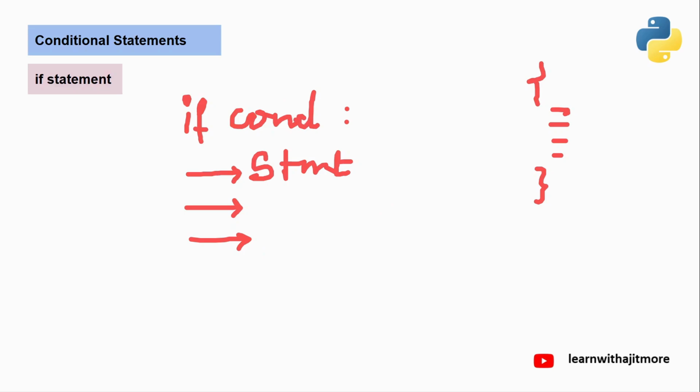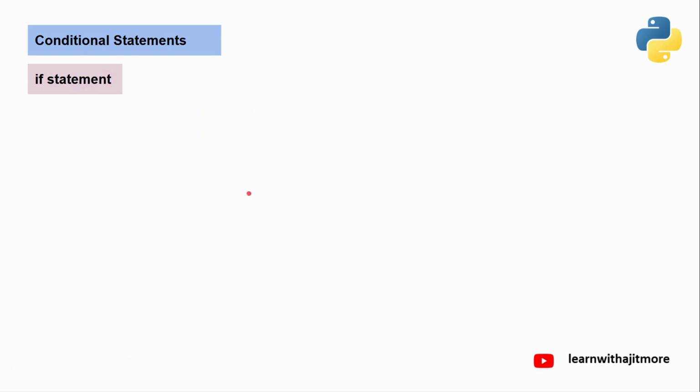It will check the condition. If the condition is true, it will perform the statement and continue with the remaining code. And if it is false, it will directly continue with the remaining code. Getting? And if you're performing only one statement, you can write on the same line as well.